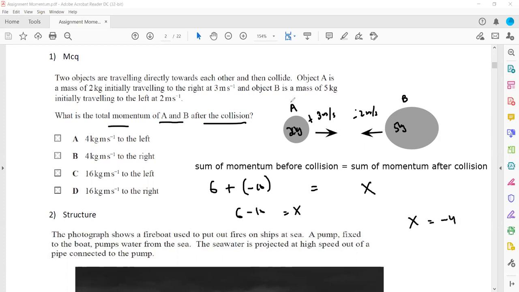So what is the meaning of the minus 4? As you can see, the direction which we consider the positive direction to be right and we consider negative one to be left. And our final answer is negative. What it shows is that the option with left should be the answer. And what about the magnitude? The magnitude is 4. That is why A is the right answer. Is it clear, discussion?